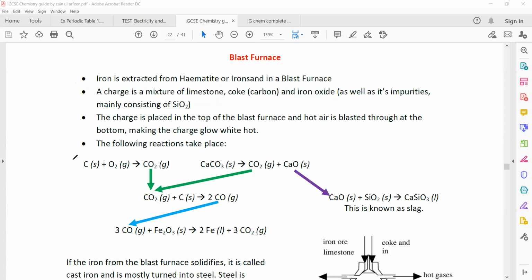These are the equations for this reaction. Carbon reacts with oxygen, gives carbon dioxide. Then carbon dioxide reacts with more carbon, gives carbon monoxide. The carbon monoxide reacts with iron ore, gives iron and carbon dioxide. Then the calcium carbonate, the fourth equation, decomposes to give calcium oxide and carbon dioxide. And the fifth equation, calcium oxide reacts with silicon oxide. It will form a slag. So in the exam, you have to mention these points and write these equations in order. Is it clear? The extraction of iron.